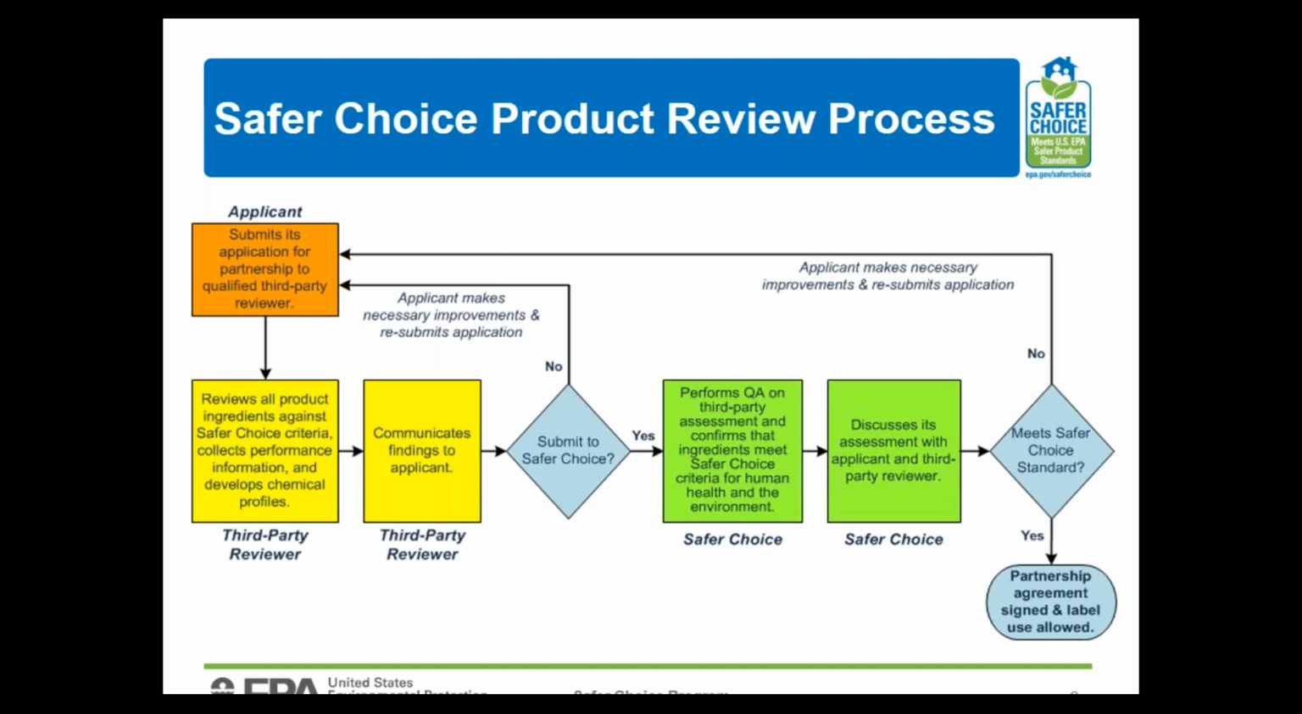Once we receive our information from the third-party reviewer, we do a quality assessment on that information, make sure it meets our Safer Choice criteria for health and the environment. We discuss the assessment with both the applicant and the third-party reviewer, and then we finally decide, does it meet our Safer Choice standard? And once we think that it does, we sign an agreement and we allow them to put a label on their product.